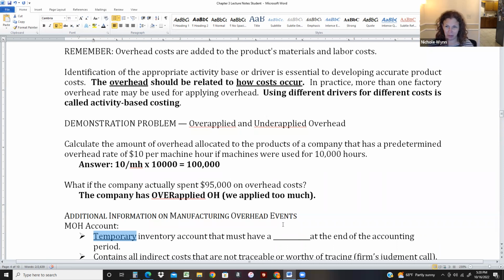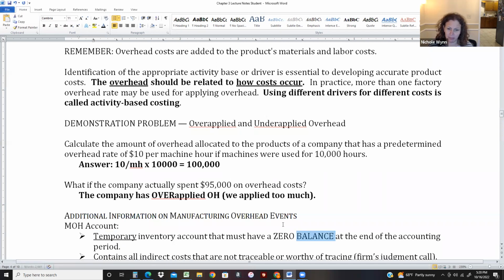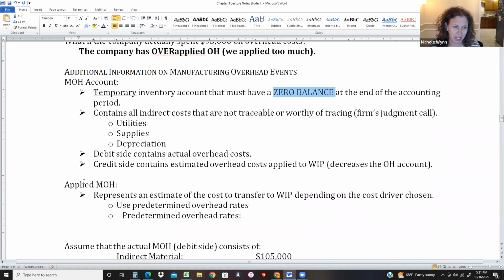So this is chapter 4 of financial accounting. So temporary accounts are accounts that have to have a 0 balance at the end of the year. So at the end of the accounting period, we have to zero this account out. We cannot have a balance in it. It cannot be positive. It cannot be negative. It does not have a normal balance because the balance can be on either side. And so we're going to keep track of our overhead and we're going to zero it out at the end of the year. So all of our overhead costs are going to be included.